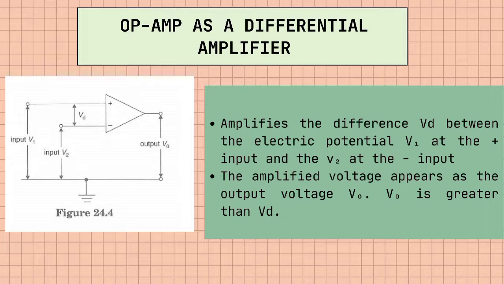Operational amplifier as a differential amplifier. So from the figure, it amplifies the difference VD between the electric potential V1 at the positive input and the V2 at the negative input. The amplified voltage appears as the output voltage VO. VO is greater than VD in the open loop mode.